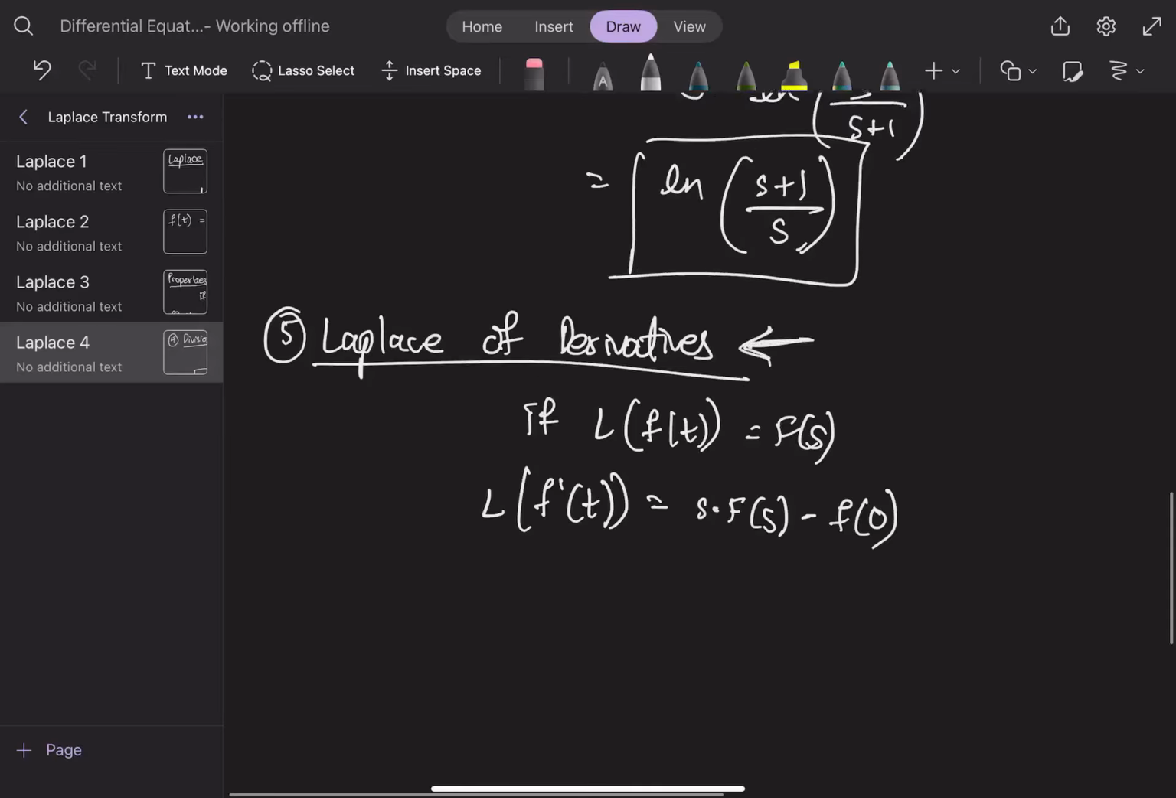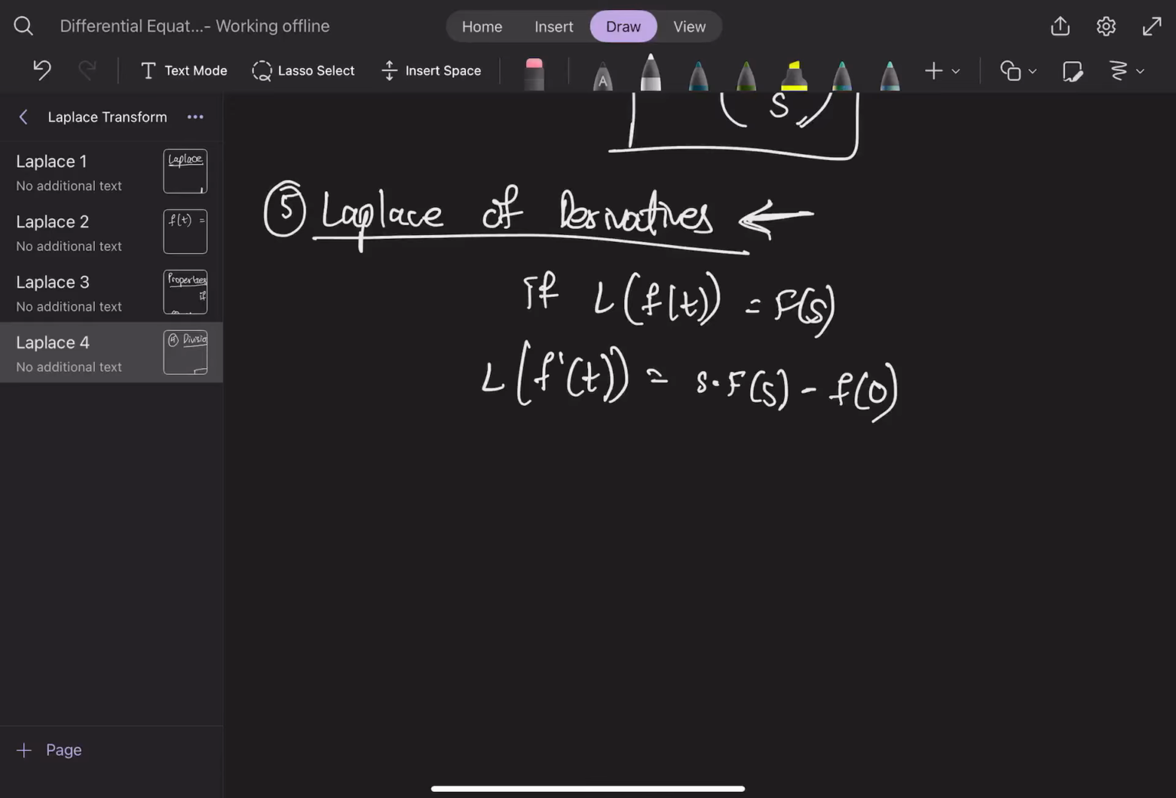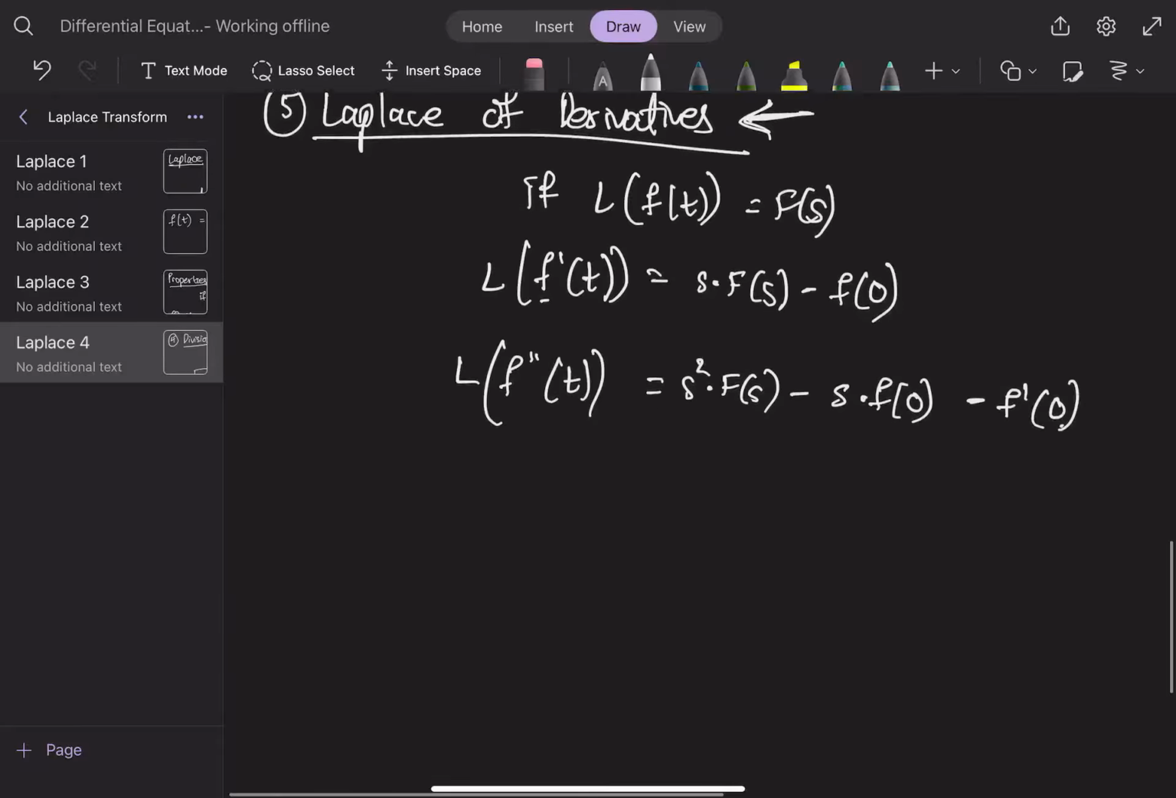So remember these. So this is if you differentiate it once, but if you have Laplace of f double dash (t), then you will have s square F(s) minus s times f(0) minus f dash(0). So see guys, it's following the same pattern. You just have to remember there's s square F(s), then f(0), then f dash(0). S square, s, and then basically 1. So remember this. We need this in the next chapter as well.